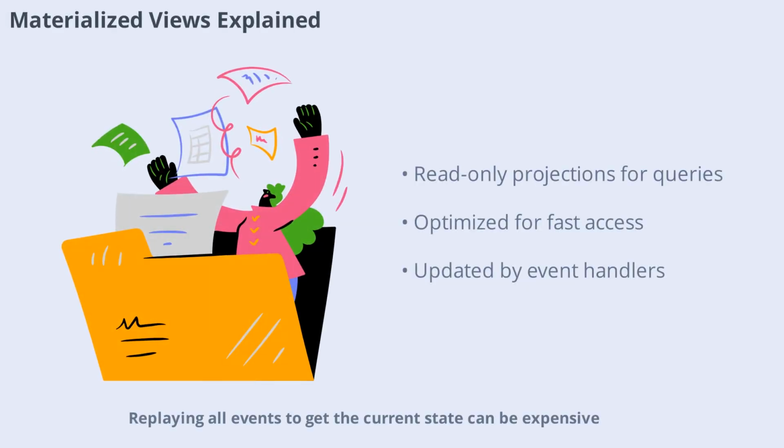Replaying all events to get the current state can be expensive, especially as the number of events grows. To address this, applications often use materialized views, read-only projections of the event store optimized for querying. For example, a system might maintain a materialized view of all customer orders to quickly populate the user interface. As new events occur, handlers update these views, ensuring that queries remain fast and efficient. This approach balances the benefits of event sourcing with the need for responsive applications.